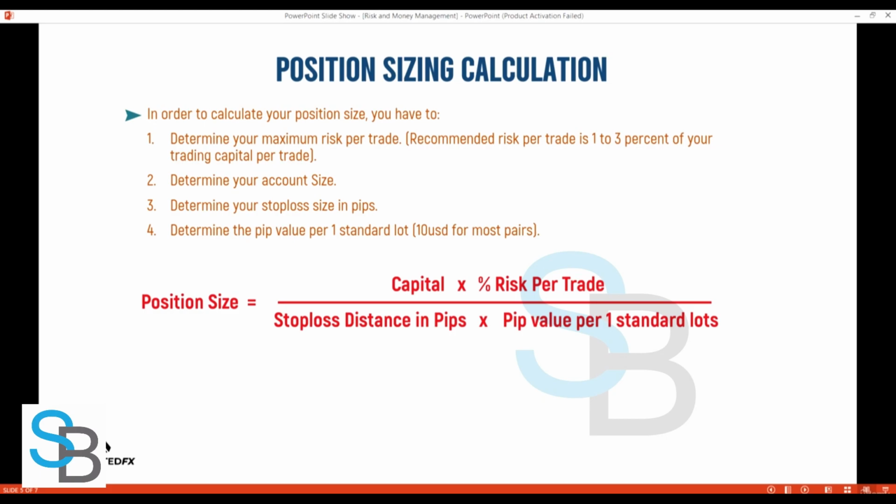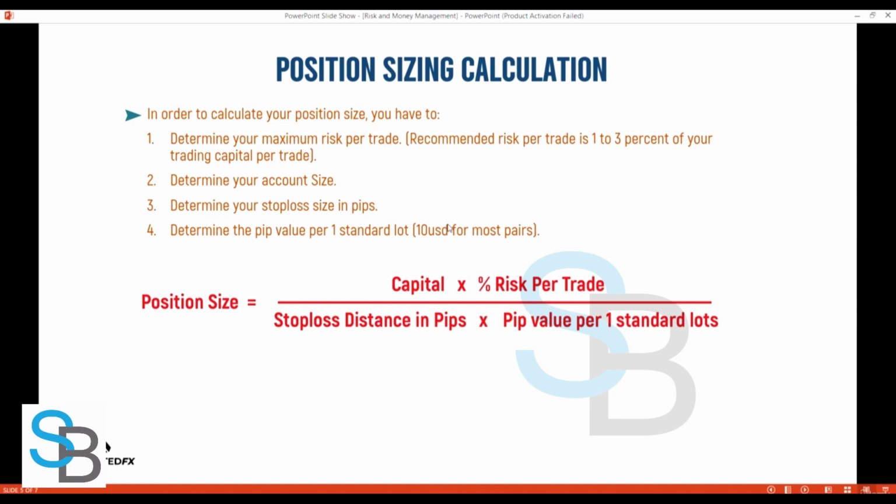Okay, so that's one thing you should understand. You have to determine your maximum percentage of risk per trade, and the recommended, like I said, is 1 to 3%. The second thing you need to do is determine your account size. That's your capital, how much money you have to trade with. And the third thing is determine your stop loss size in pips.